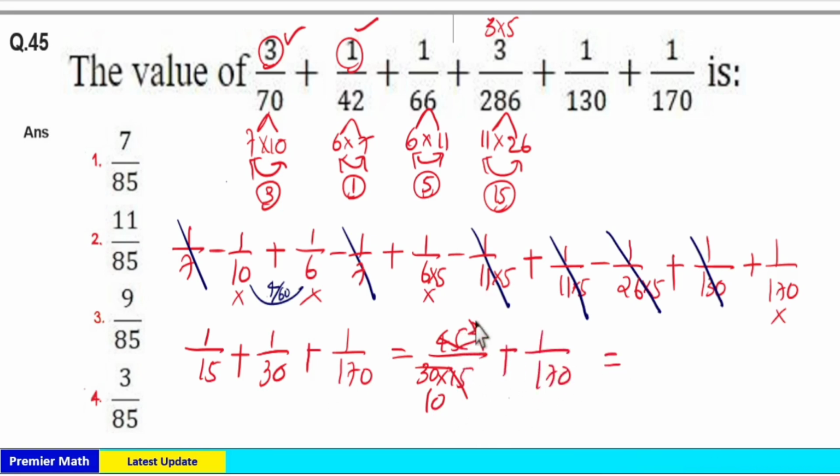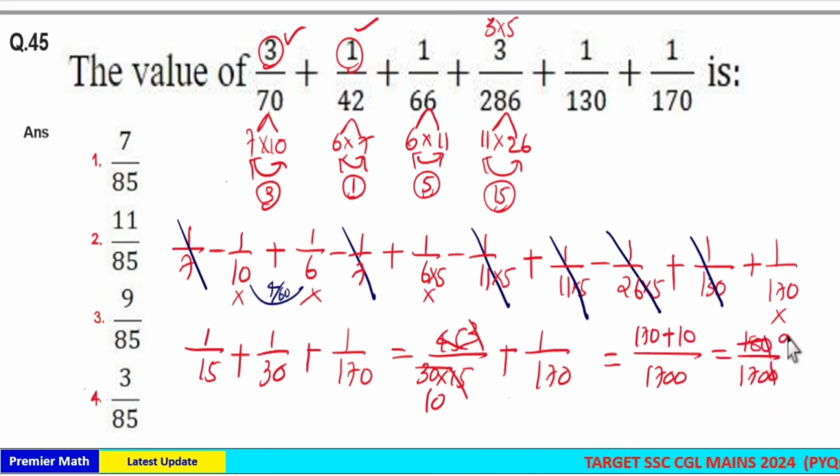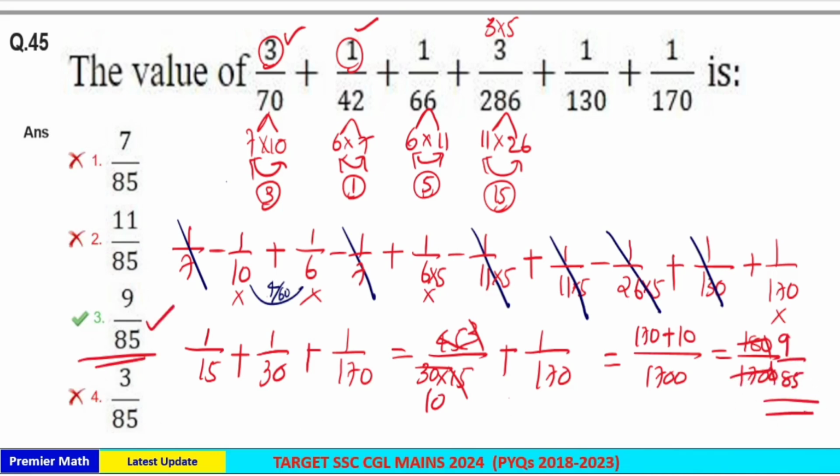Now 1 by 10 plus 1 by 170, take 1700 as denominator. 10 goes 170 times in 1700. 170 goes 10 times in 1700. So this will become 180 divided by 1700. 0, 0 cancel. 2 goes 9 times in 18. 2 goes 85 times in 170. So 9 by 85. Option 3 is your answer.